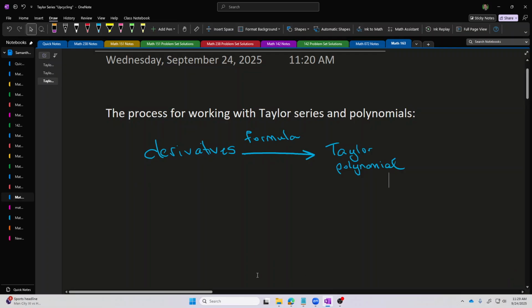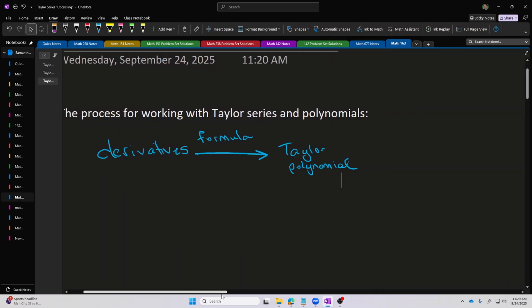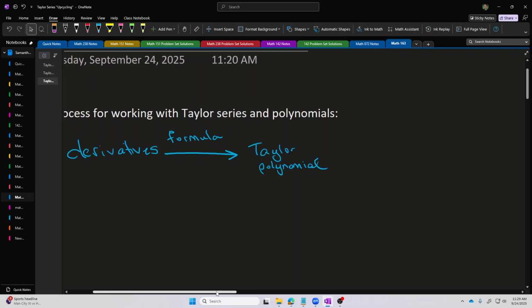Then, by looking at the terms in the Taylor polynomial, and by looking at the pattern formed by those terms, and by extending that pattern using pattern recognition, we were able to extend the finite Taylor polynomial into an infinite Taylor series for the function.